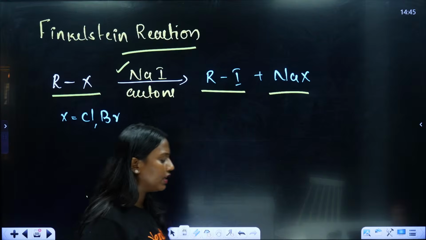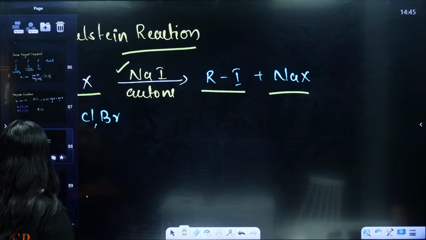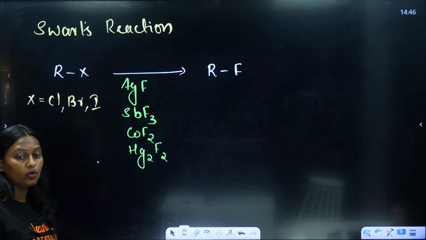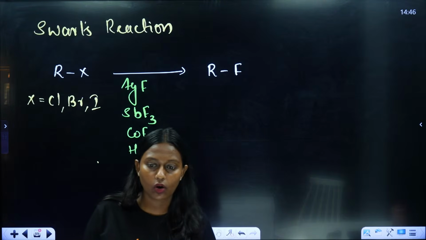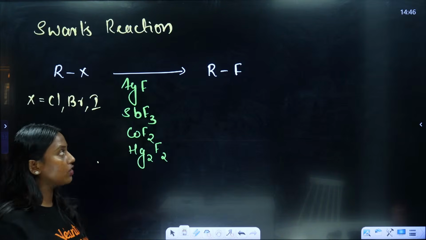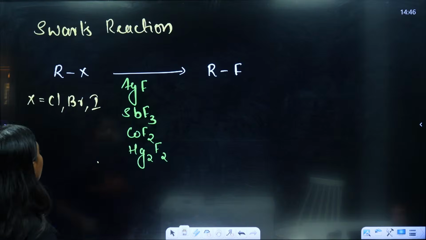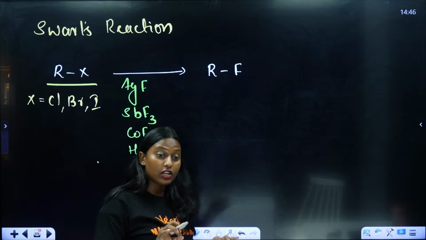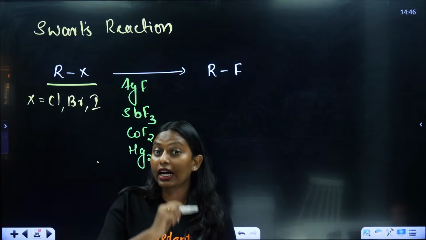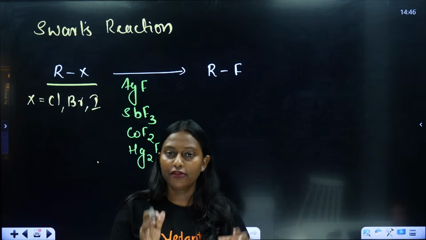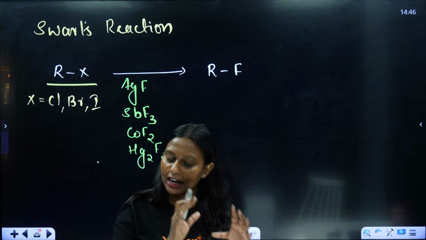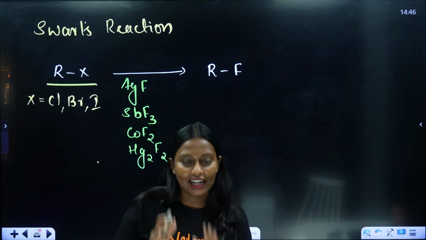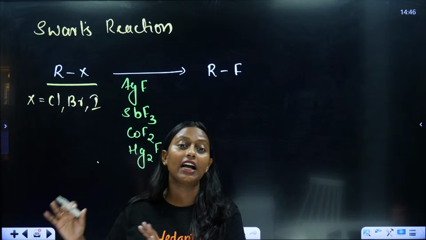Then we are moving to the Swarts reaction. What is the Swarts reaction? In the Swarts reaction, RX is there, and we are preparing alkyl fluoride from alkyl chloride, alkyl bromide or alkyl iodide.